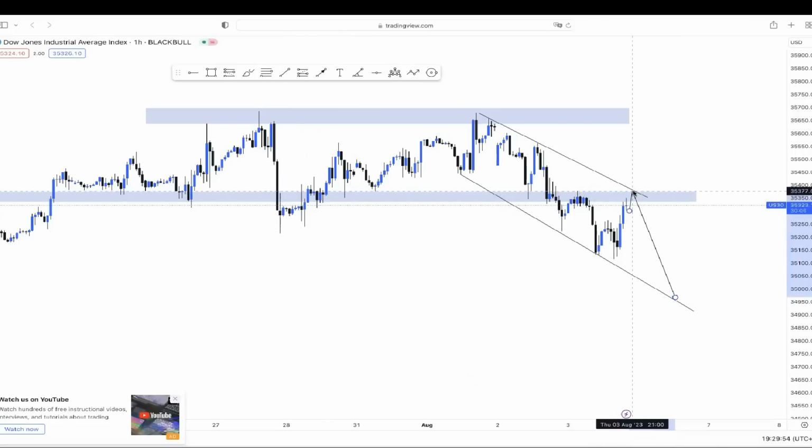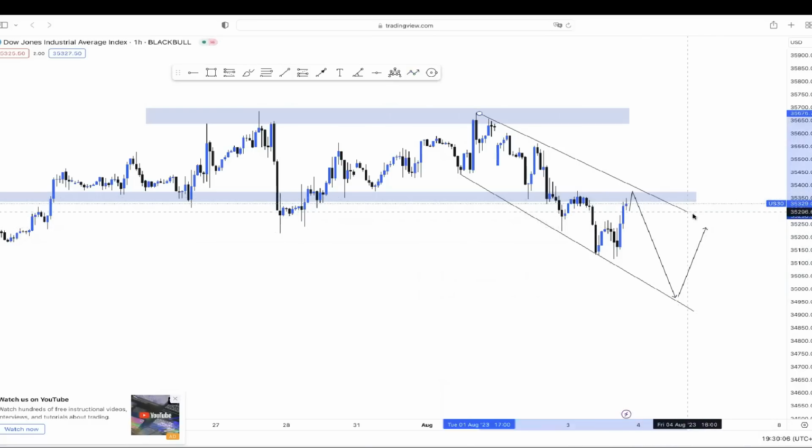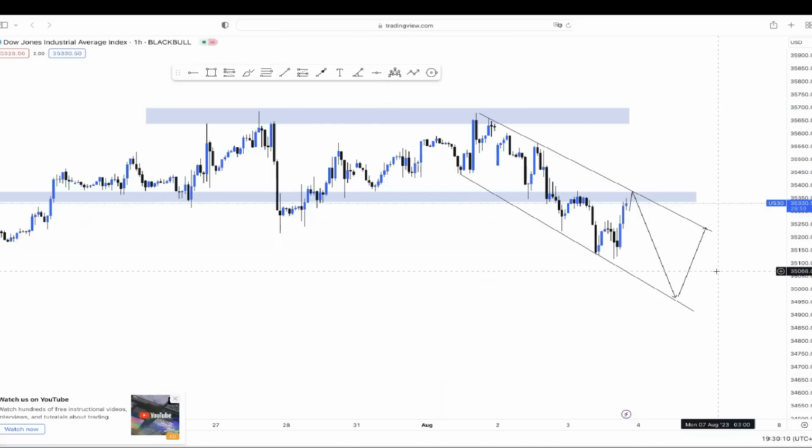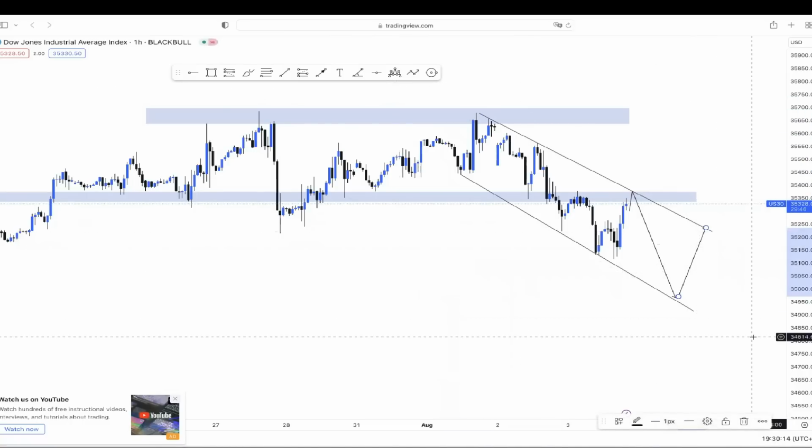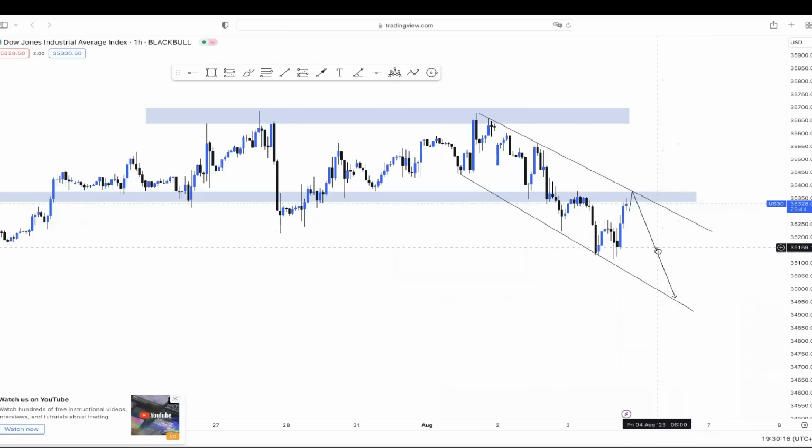Then from the trend, it may retest back to the trend again. You see what I did here? So I'm looking for US30 sales on NFP, and NASDAQ and gold.